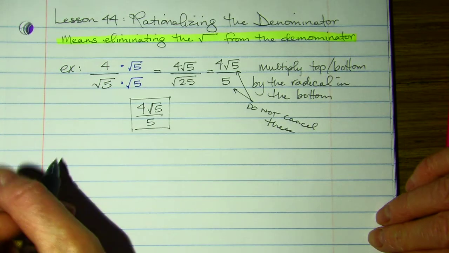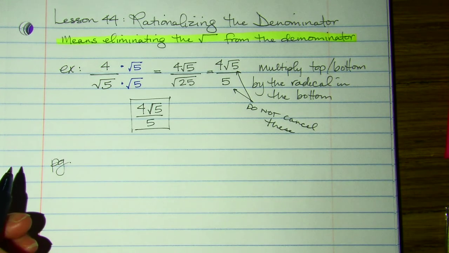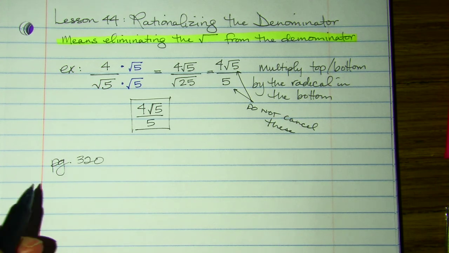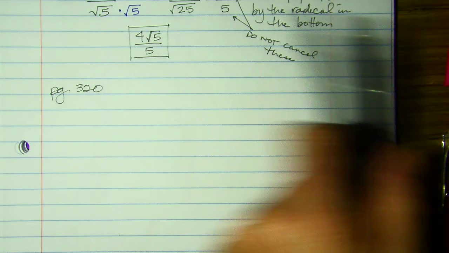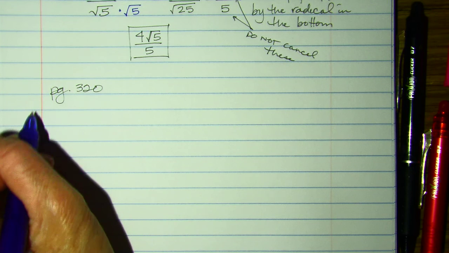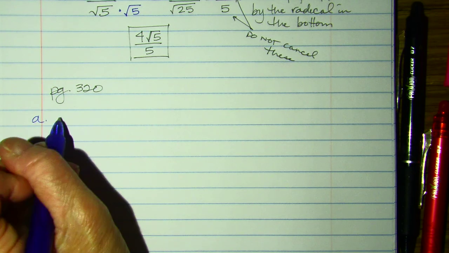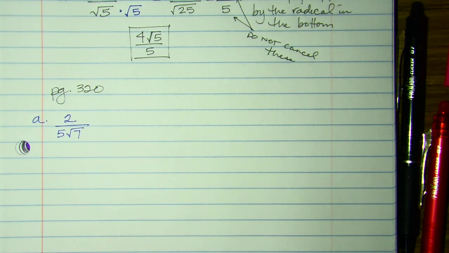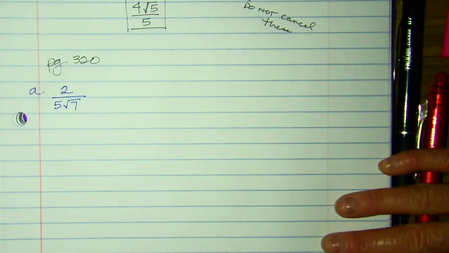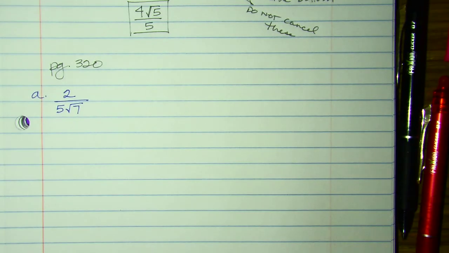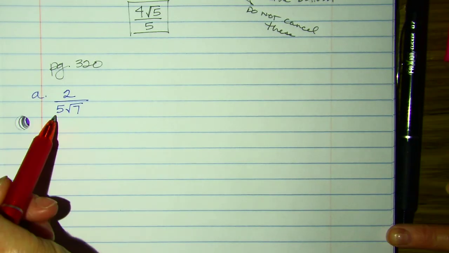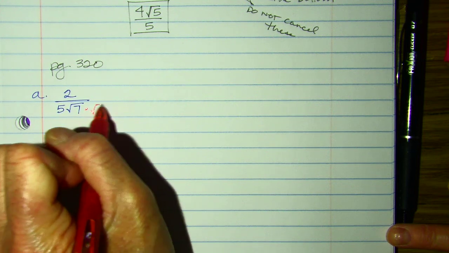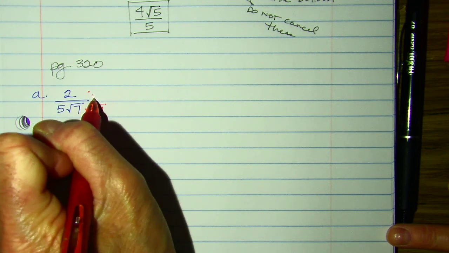So knowing that, let's go ahead and jump into our lesson practice, which is on page 320. We're going to jump right in. So here we go, part A. They want us to rationalize 2 over 5 root 7. Now, I hope you notice in this one, I do have a 5 on the outside, but I don't care about the 5. I care that I have a root 7. So I'm going to multiply the top and bottom by root 7.